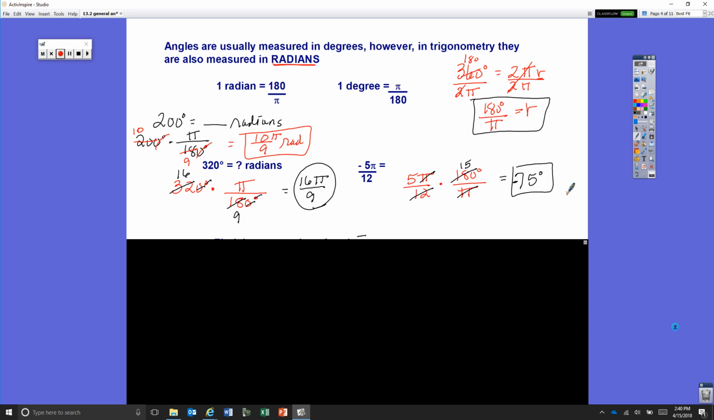Right? So let's say we have 5 pi over 6 radians. How many degrees is that? So I start with 5 pi over 6 times, where's the 180 going to go? In the numerator or denominator? I'm changing it to degrees, so I want it in the numerator. I want my pi in the denominator, so that my pi's will reduce. So your pi and your pi reduce. 6 goes into 180 30 times. So I have 5 times 30 is 150 degrees.